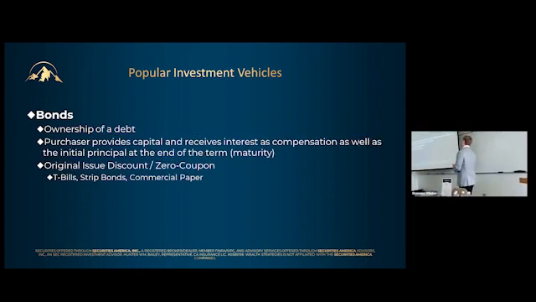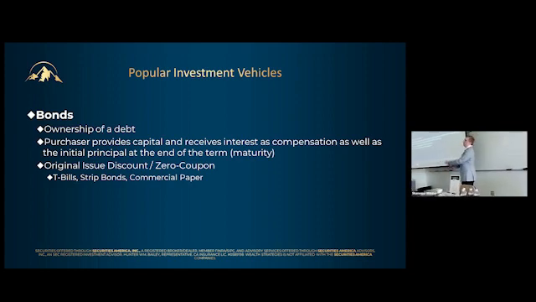With bonds, we're basically just talking about ownership of debt. Generally, what happens is the purchaser of the debt is providing capital. So in the basic example of a bond, most of them sell at $1,000 of par value. If I'm purchasing the bond for $1,000, I'm getting interest for my time, so that I can compensate for not having my $1,000. And then once we reach the end of the term, I will get my initial principal back, that $1,000 par. And that's what's known as maturity.